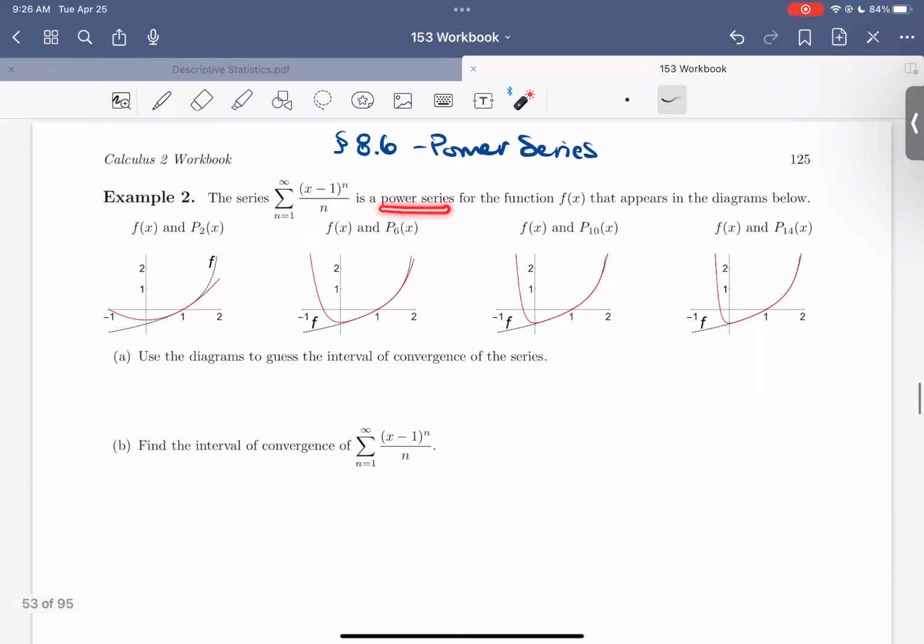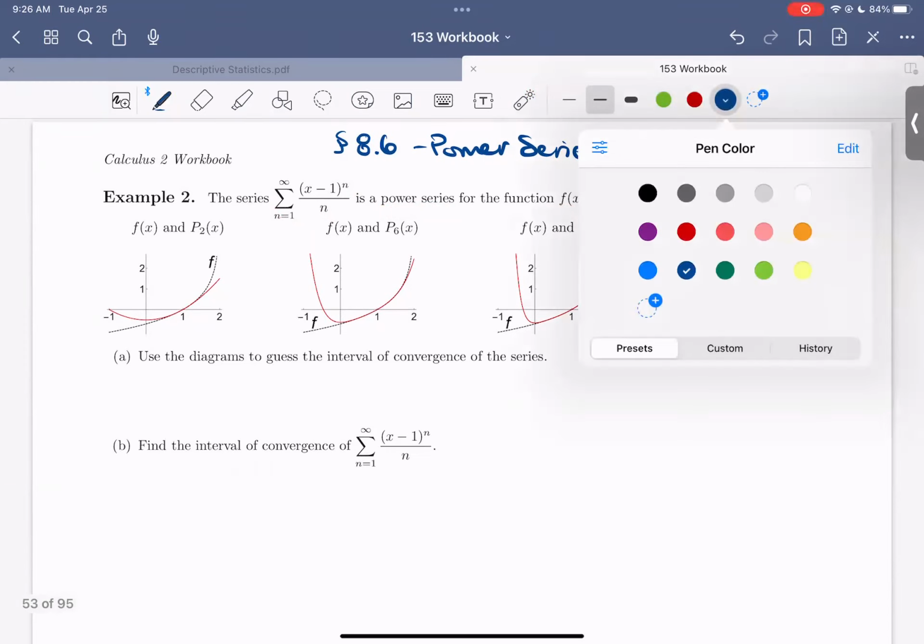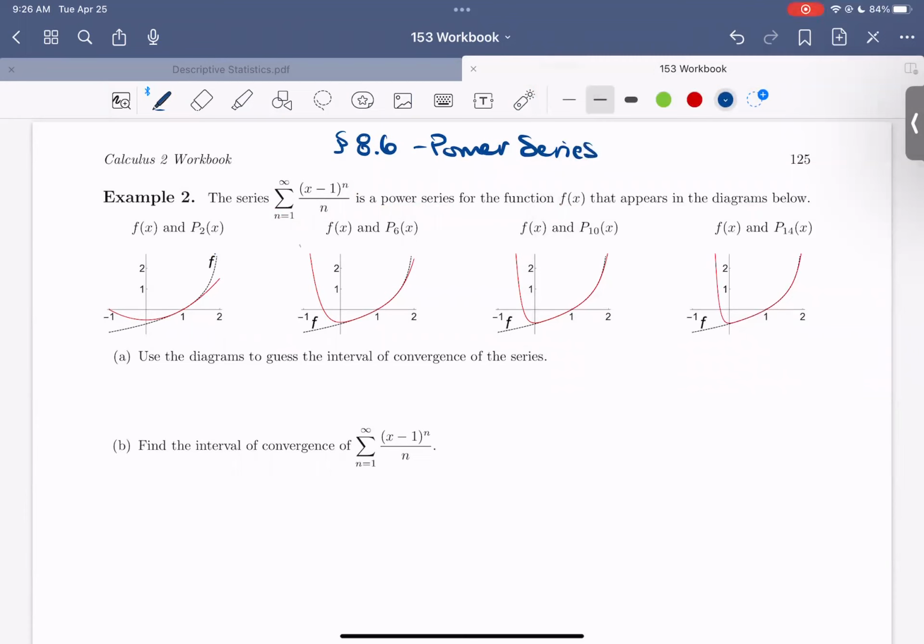And this is a power series, we are told, for some function f of x that appears in the diagram below. We see here in this diagram that f is that dotted curve, so I can fill that in here. Then what we're given in these diagrams are pictures of f along with various n-degree polynomials. We start with p sub 2, that's this red line here, p sub 6, p sub 10, p sub 14.